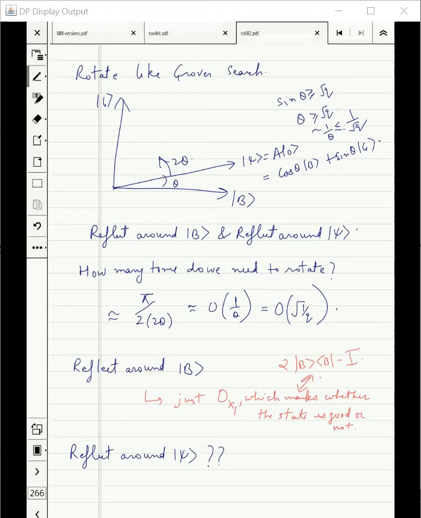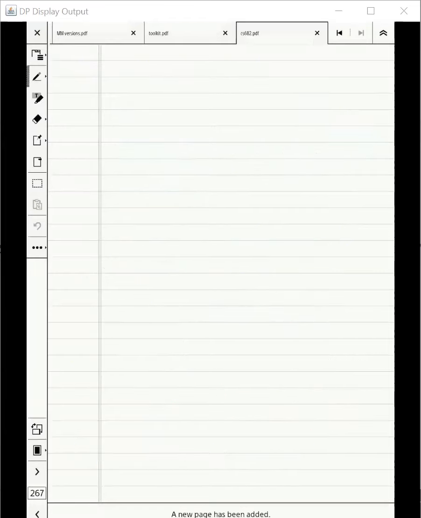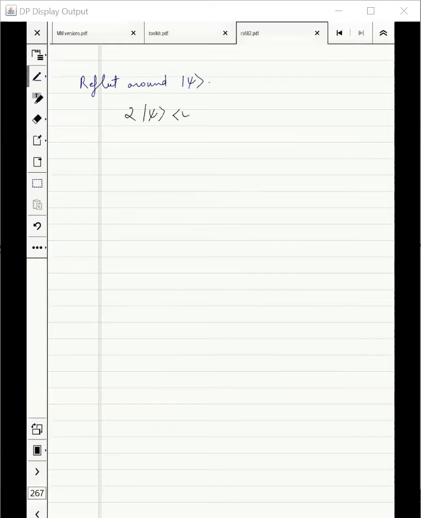But yes, the idea is like Grover search. Instead of Hadamard, use A. Let's just see it in action. Reflection around psi. What was it? This has to be 2|psi><psi| minus I.